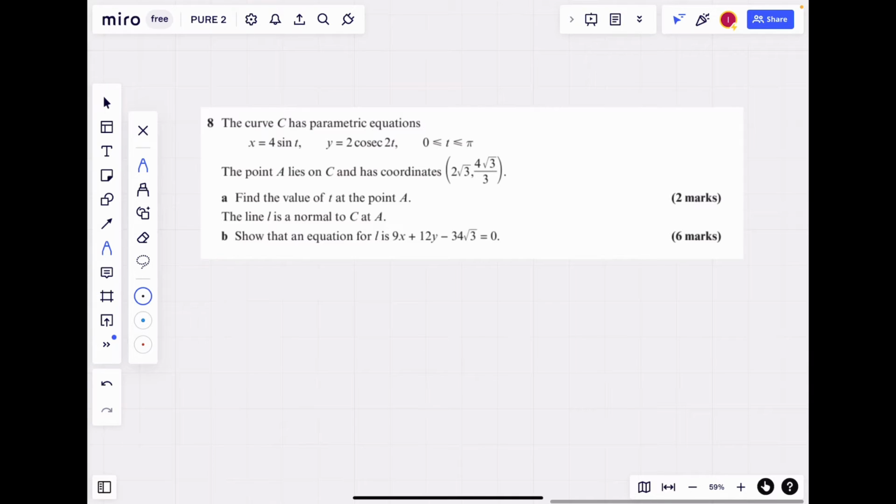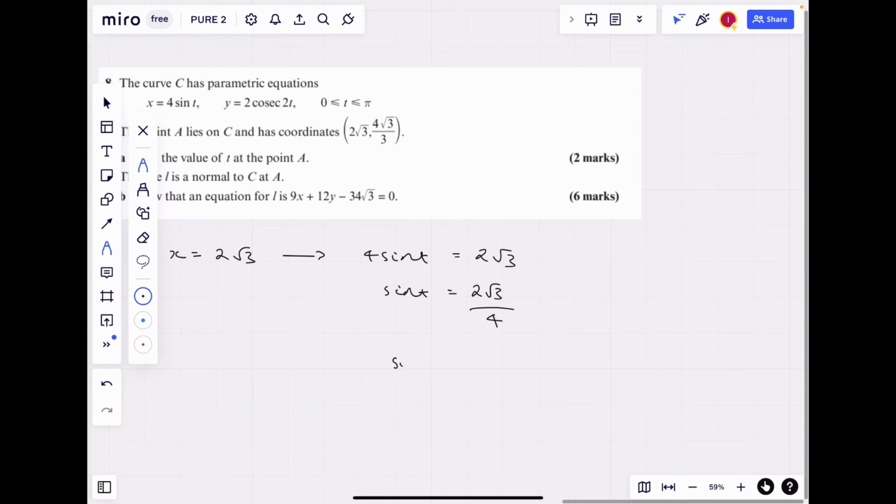Part A says find the value of t at point A. Right. You have the coordinates. You're going to plug those in. Your x coordinate is 2 root 3. So if x equals 2 root 3, then 4 sine t equals 2 root 3. Which means sine t equals 2 root 3 all over 4, which is the same as root 3 over 2. 2 over 4 is 1 over 2. Okay, now you just have to solve that.